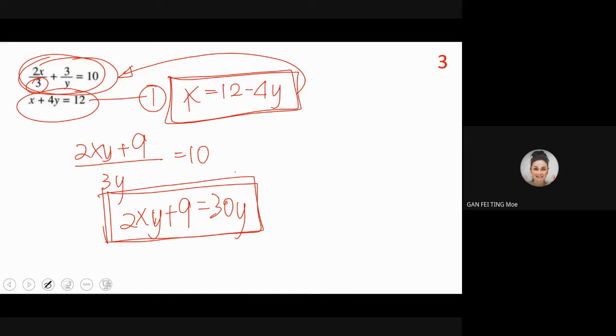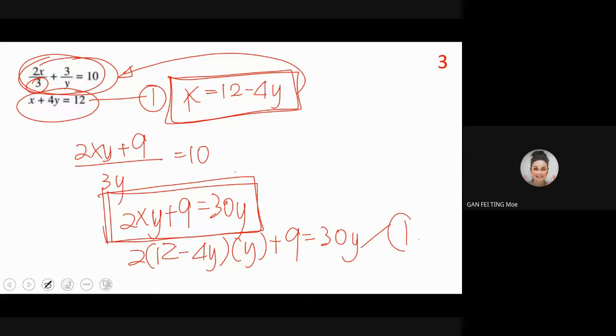Follow the steps. Subject equation, 1 mark. Substitute, 1 mark. You substitute 12 minus 4y, times y plus 9 equals 30y. Okay, substitute this one, you get 1 mark. This one already 2 marks.